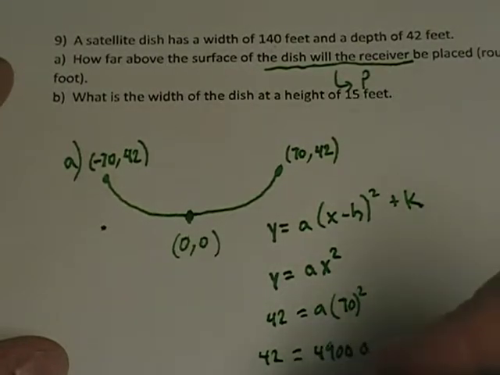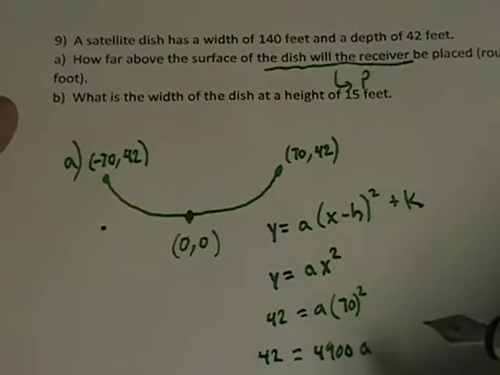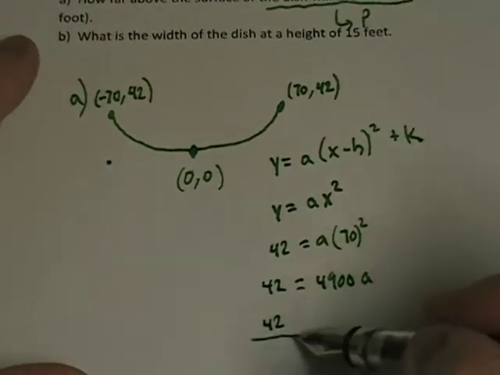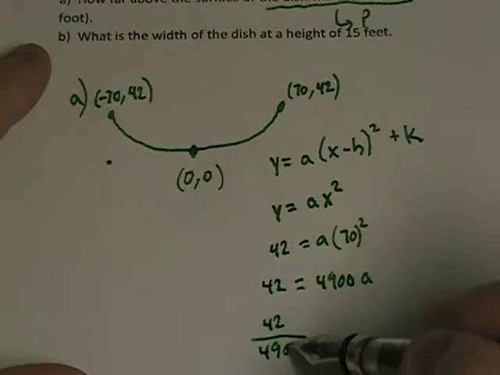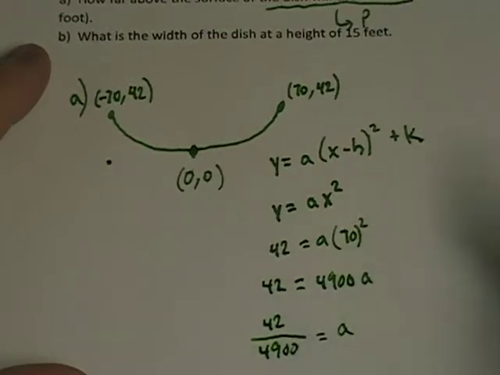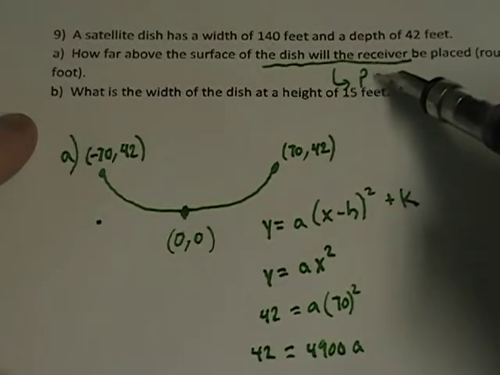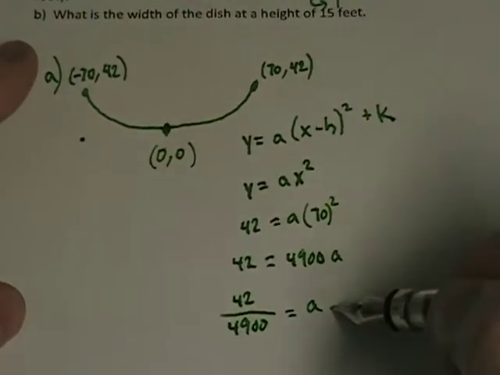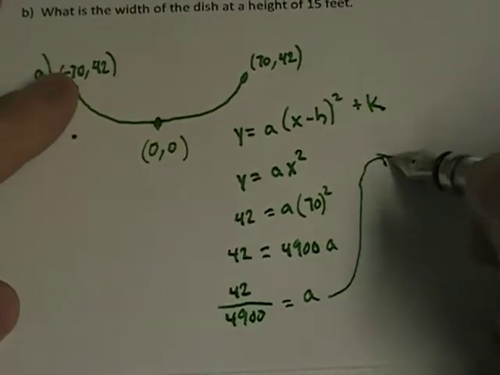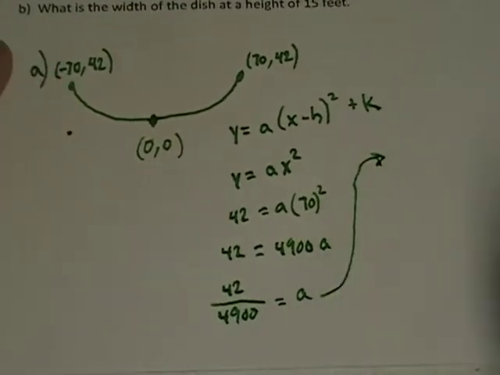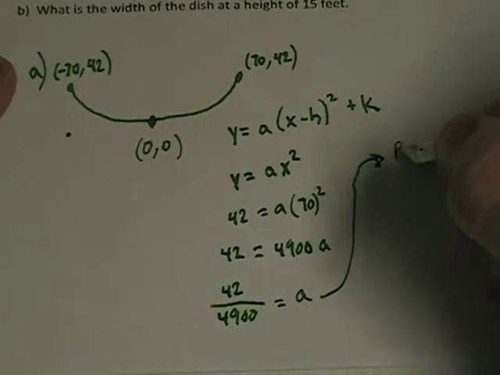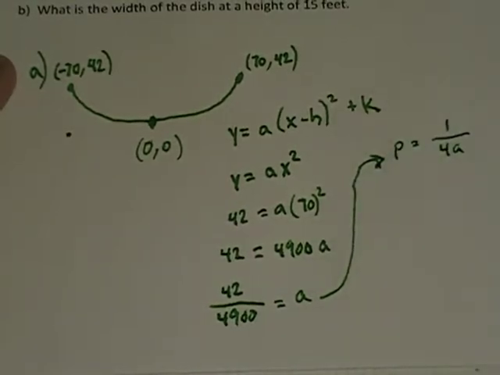Divide, and what do we get? 42 over 4,900 equals a. Well, I don't want a, I want p. What do I know? I know that p equals 1 over 4a.